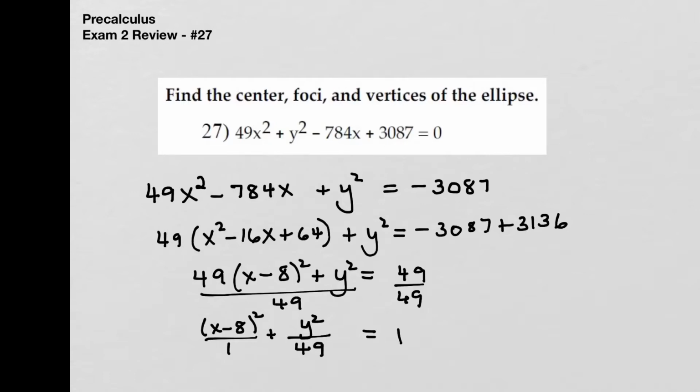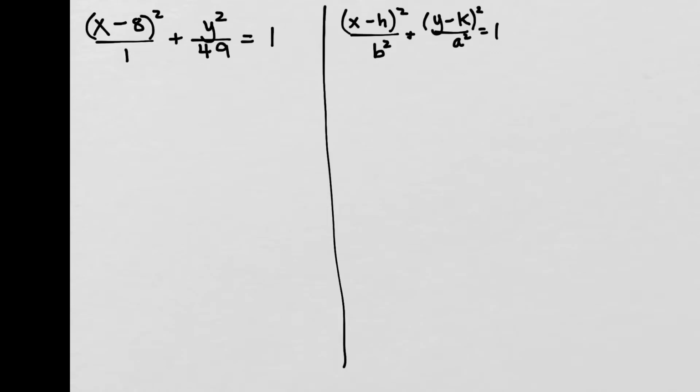So now I'm in standard form, and I'm ready to answer the questions. What are the center, foci, and vertices of the ellipse? Now for this ellipse, the standard form is x minus h quantity squared over b squared plus y minus k quantity squared over a squared equals 1. And the reason why I know the a squared goes under the y minus k squared is because the denominator of the y squared term is larger than the denominator of the x squared term. So at this point, I can write the center of the ellipse. And the center is h, k.